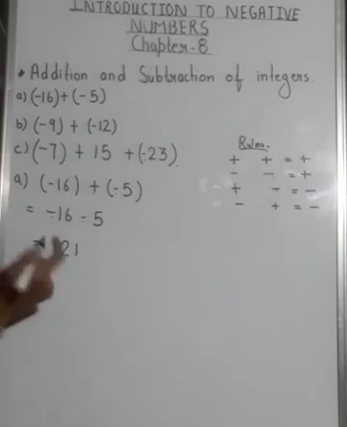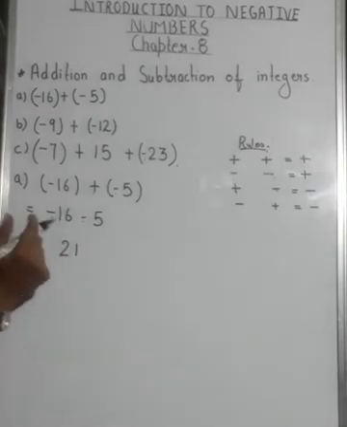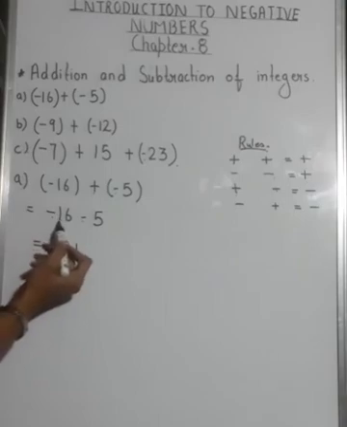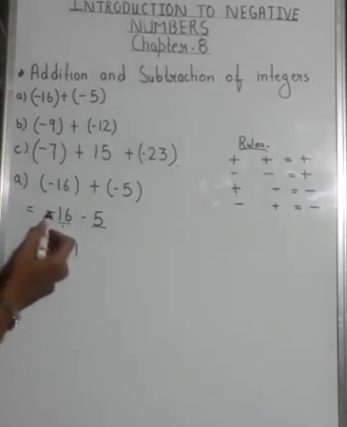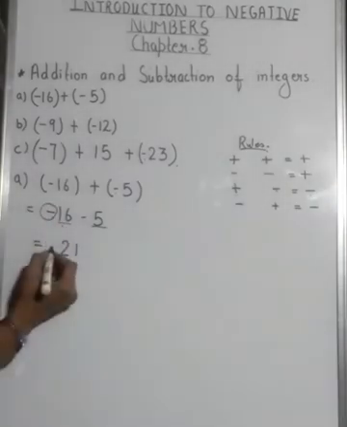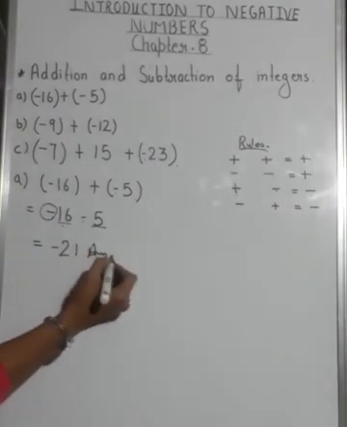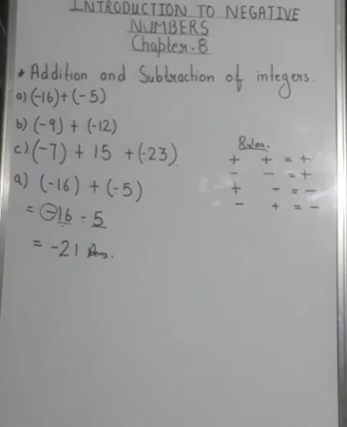Clear? Now I told you that the sign will be of the greater integer. Which is the greater integer among them? 16 is greater or 5 is greater? 16 is greater. What is the sign before 16? Minus. So this will be minus 21 and this will be your answer. Clear? Now we will do another question.